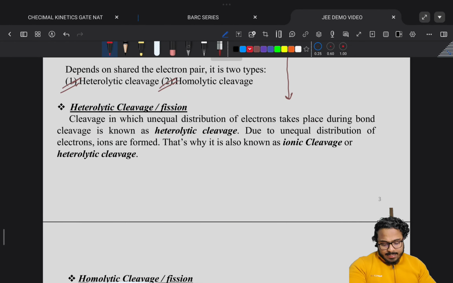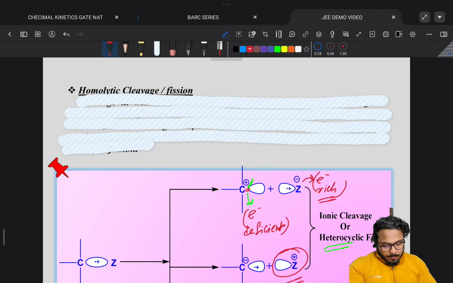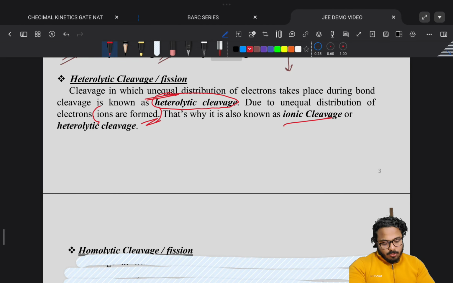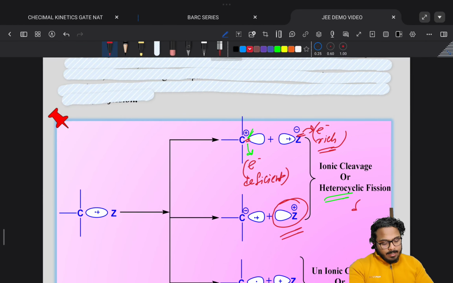So here, as you can see, cleavage in which unequal distribution of electron takes place during bond cleavage is known as heterolytic bond cleavage. Okay, so this is unequal distribution. Due to unequal distribution of electron, ions are formed. As you can see here, these are two ions, carbon positive and Z negative. That's why it is also known as ionic cleavage. So heterolytic bond cleavage is also known as ionic cleavage.